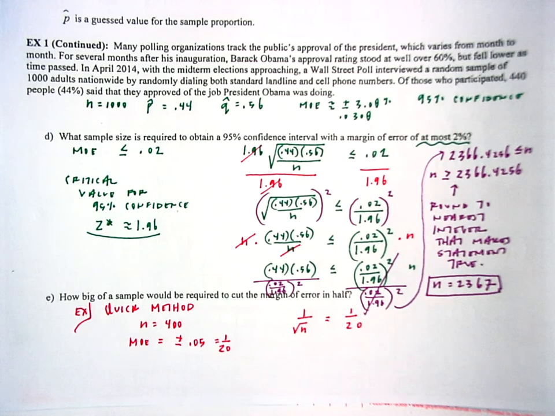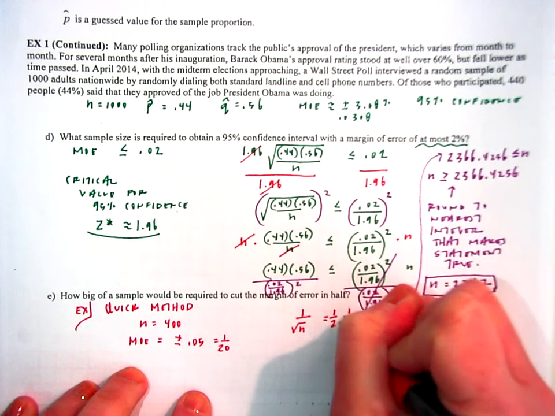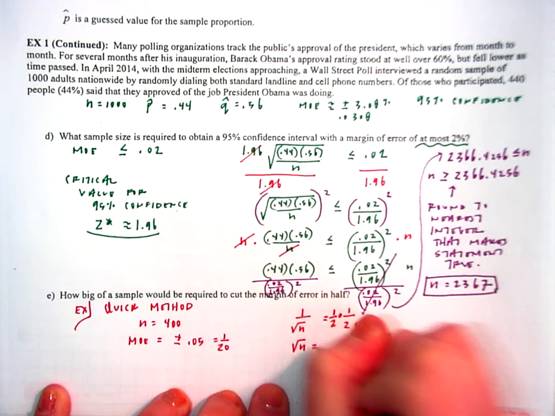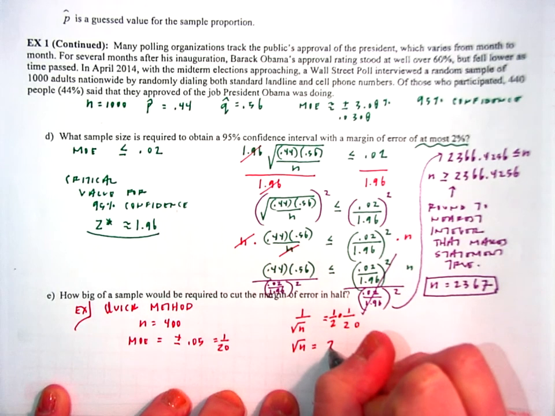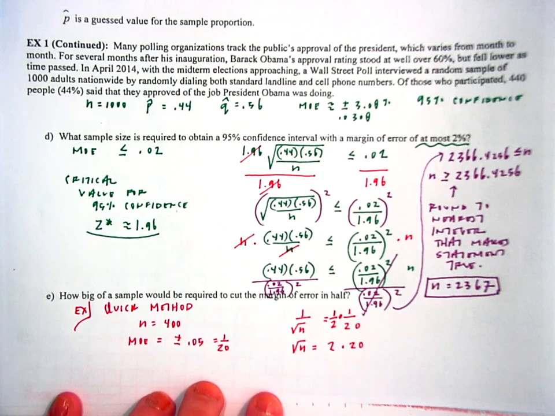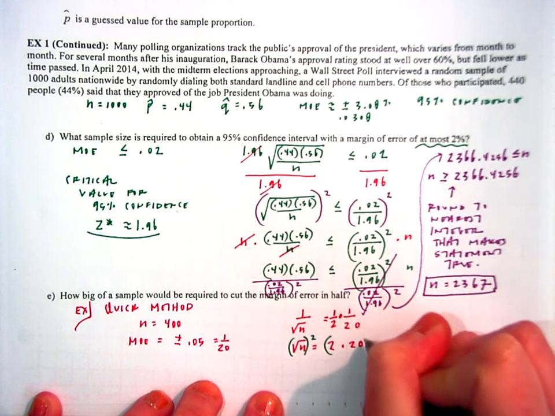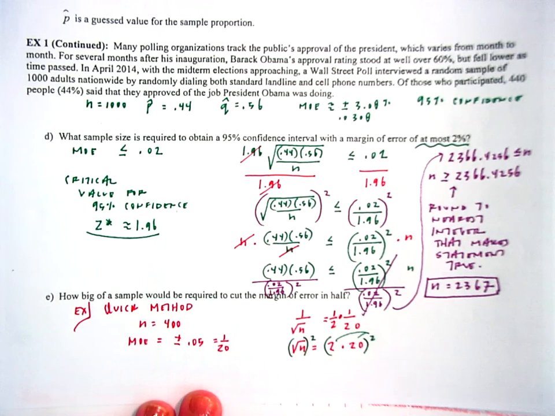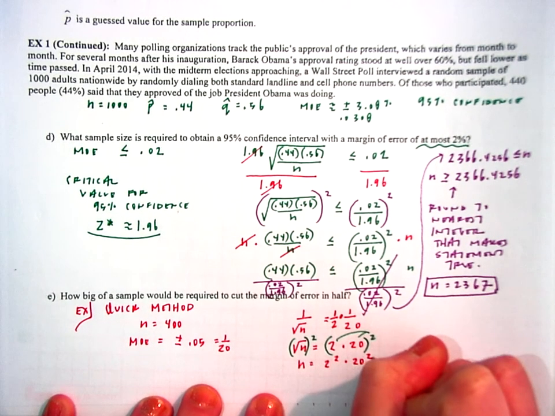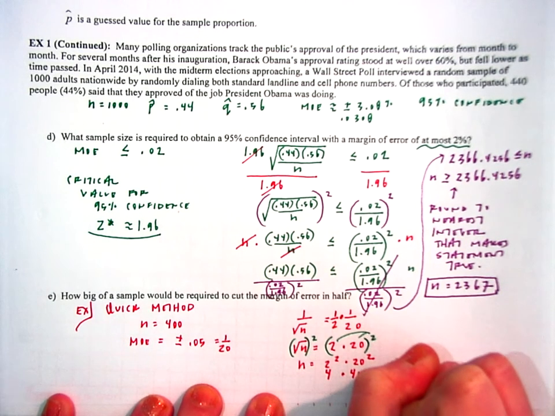But I want to cut it in half. So I want it to be 1/2 of its original value. Okay, so I put the 1/2 right in there. So now if I'm trying to solve for n, I can visualize this as a proportion and cross multiply. So I have now the square root of n here is equal to 2 times 20. And now when I solve by squaring the square root, it's going to give me that n is 2 squared times 20 squared. So 4 times that original 400.